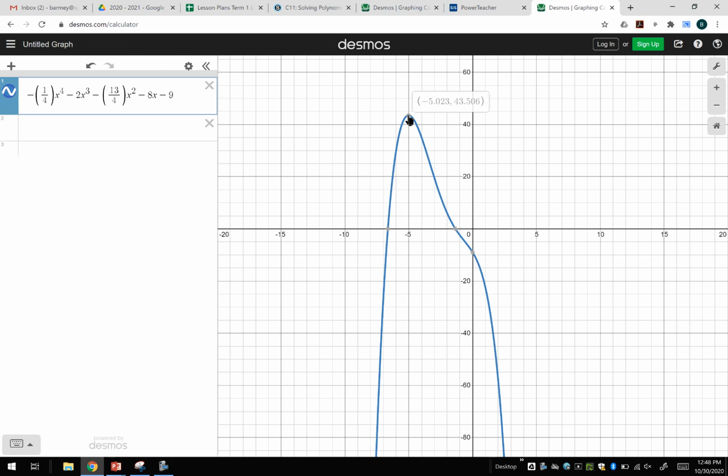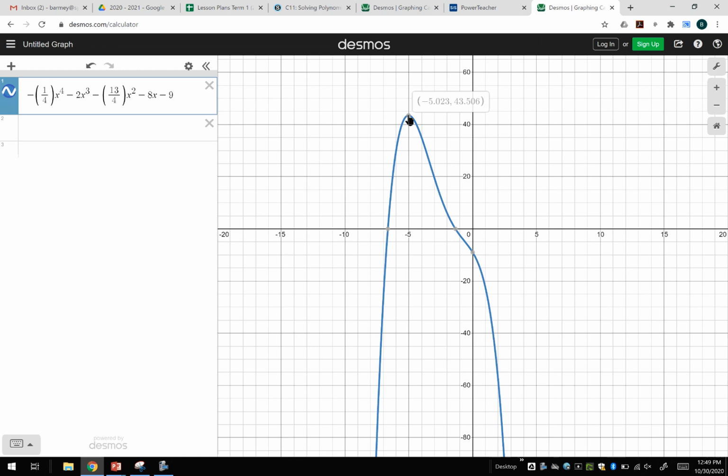Relative or local max or min. And all we have is an absolute max. There's no local or relative ones on this one at all because there's no other peaks or valleys where my graph will change. It basically goes down. Once I'm at 43.5, it goes down no matter which direction I go.